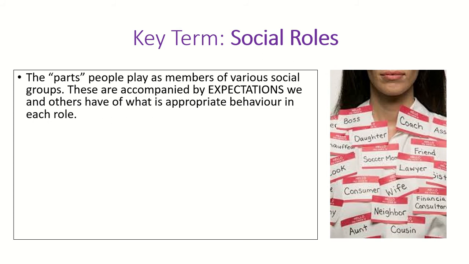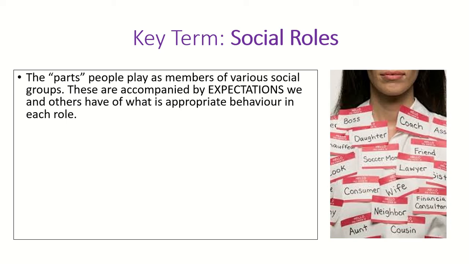So we're looking at this key term which we call social roles. These are the parts that people play as members of various social groups. And as it says on the slide, these are accompanied by expectations we and others have of what is appropriate behaviour in each role. So for example, you all have lots of different social roles depending on what kind of person you are, depending on whether you have any brothers or sisters, depending if you have a job. You might be a son or a daughter, you might have a job, you might be a waitress, or a customer service assistant, you might be a brother or sister, you might even be an auntie or uncle.